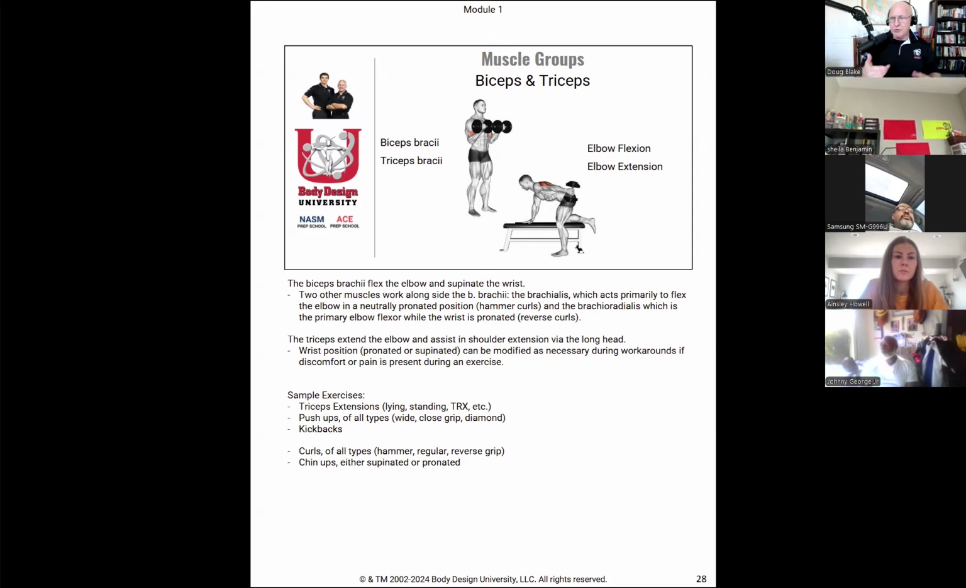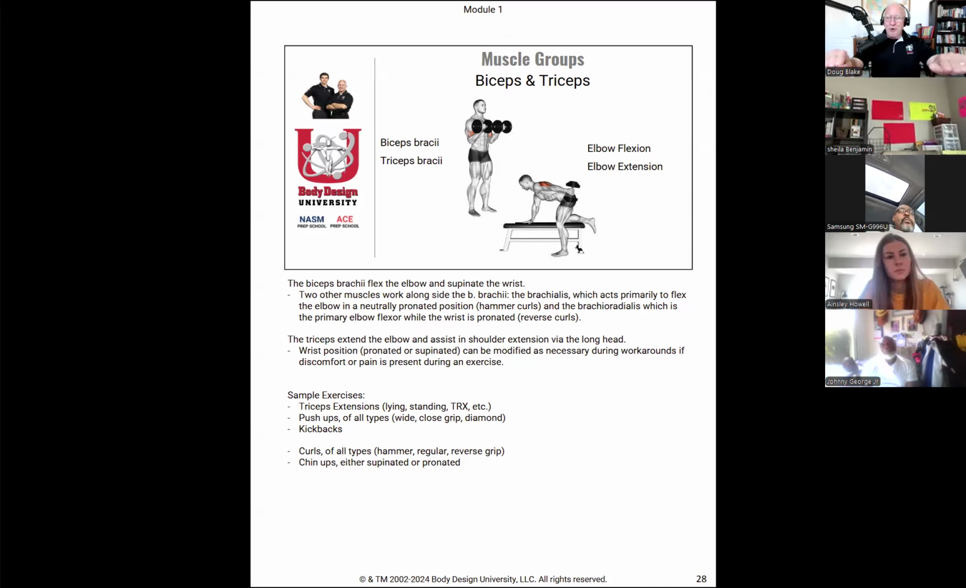Now, as a trainer, you're the one that is asking the questions related to this. Do you feel it here? Does it hurt here? That's what you're doing from a coaching perspective. But folks, it doesn't matter if you do them close or wide. That's not relevant as long as the tricep is being trained and stressed. Does that make sense to everybody?